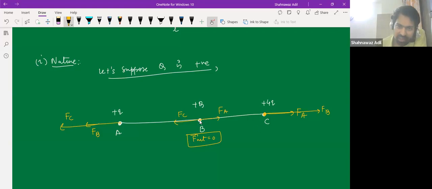You see that at B point, is this balancing? This is acting in this direction, and this is acting in this direction. So are these forces balancing each other out? Are these forces balancing? How are they balancing?